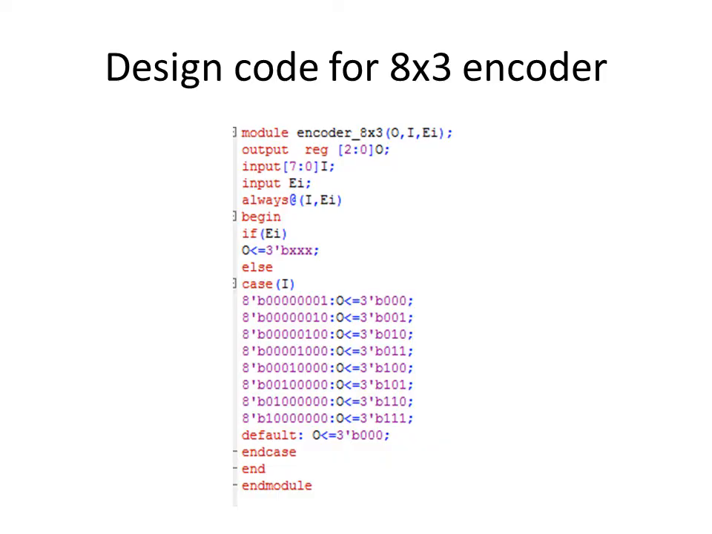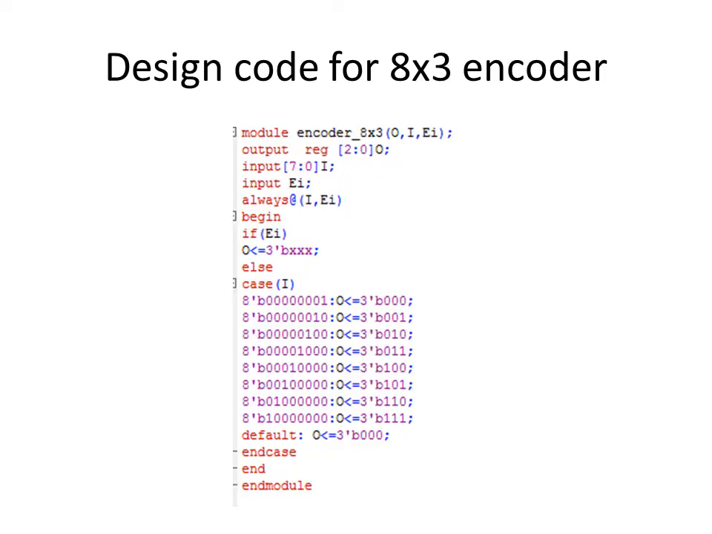When the enable input is low, the code corresponding to the input signal is obtained at the output. When I0 is 1, the output is 0, 0, 0. When I1 is 1, the output is 0, 0, 1. When I2 is 1, the output is 0, 1, 0. When I3 is 1, the output is 0, 1, 1. I4 gives 1, 0, 0. I5 gives 1, 0, 1. I6 gives 1, 1, 0. I7 gives 1, 1, 1.